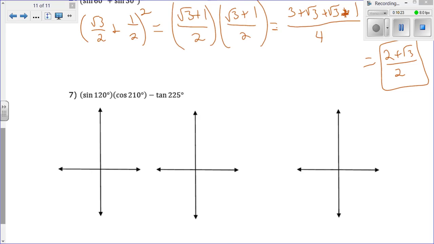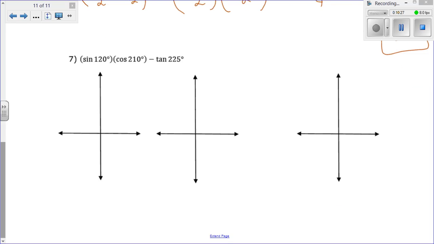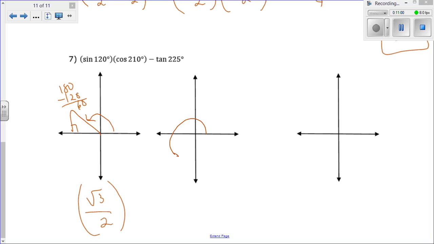Last one. The sine of 120 times the cosine of 210 minus the tangent of 225. So sine of 120, that puts me in quadrant 2, and in quadrant 2, I'm going to do 180 minus theta, so I have 60. So the sine of 60 is radical 3 over 2. It's positive because I'm in quadrant 2 and sine's positive. Cosine of 210, well, 210 is going to put me in quadrant 3. And in quadrant 3, I do theta, which is 210 minus 180, which is 30. The cosine of 30 is also radical 3 over 2, but I'm in quadrant 3, and in quadrant 3, cosine is negative.